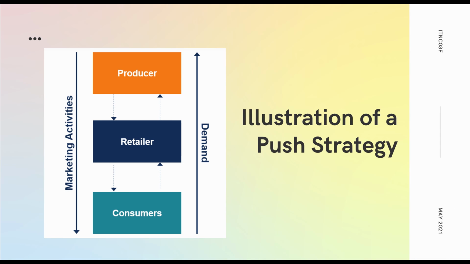As we can see in the illustration, a production company, which is the producer, may try to convince a retailer to stock its product. Once the retailer stocks the product, the manufacturer or wholesaler may further push the product at consumers with an eye-catching and informative point-of-sale display. As the product gets pushed to the market, the demand will be more likely to increase.